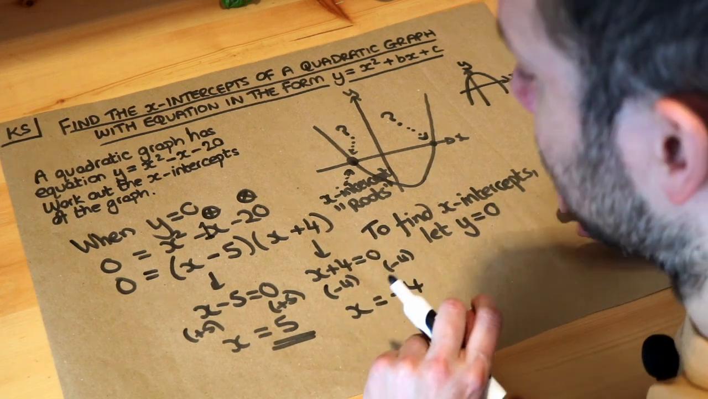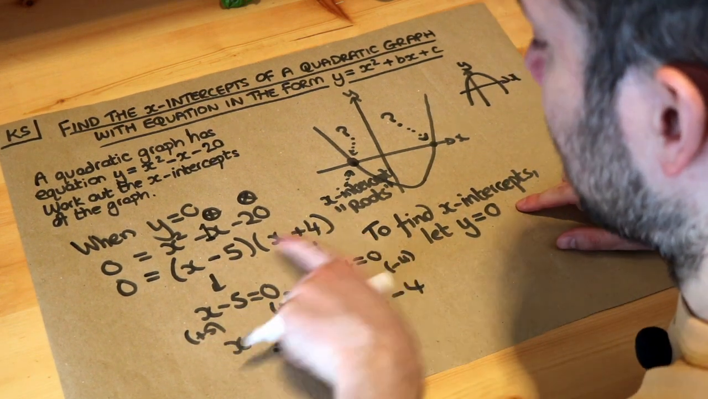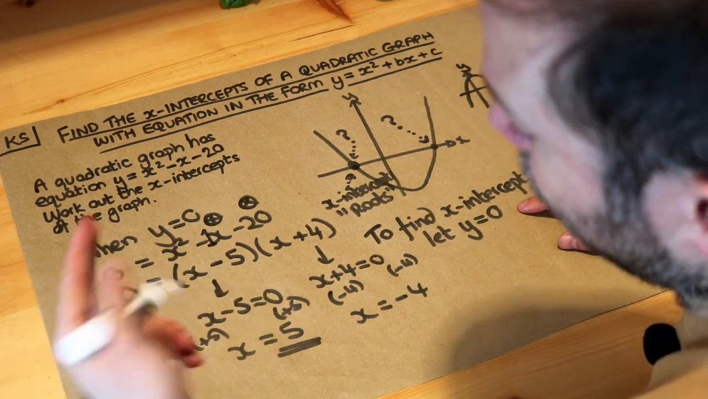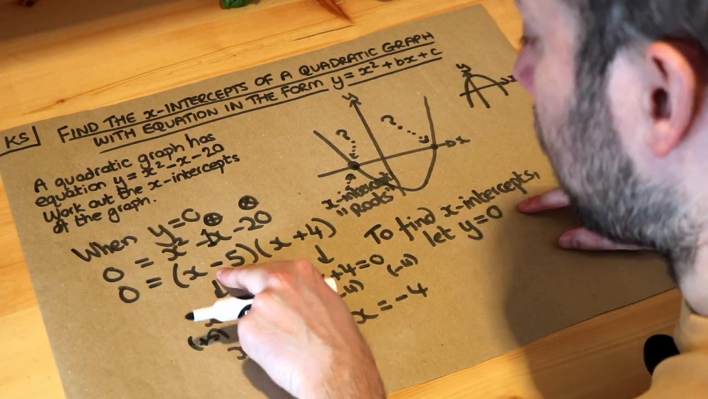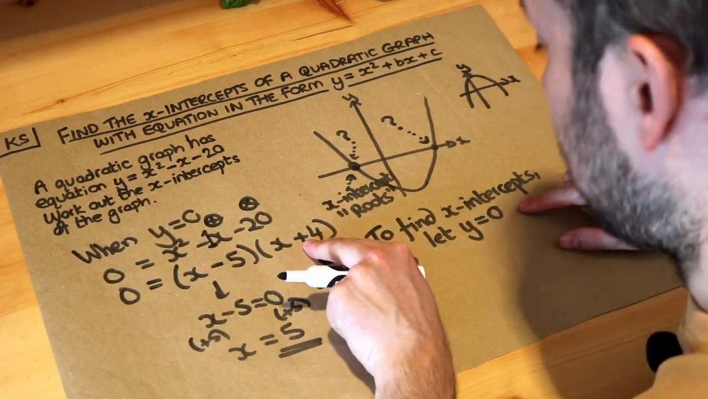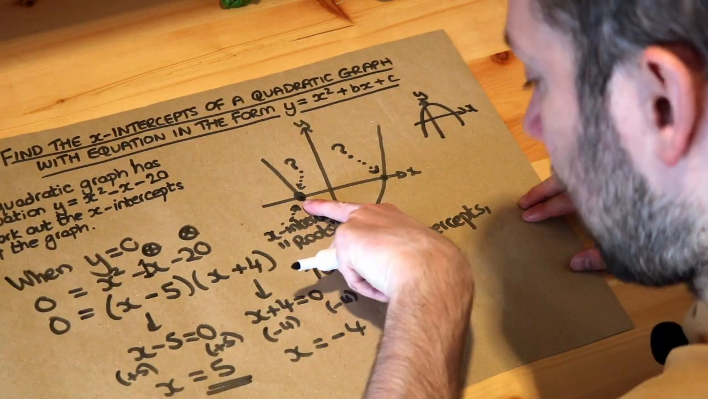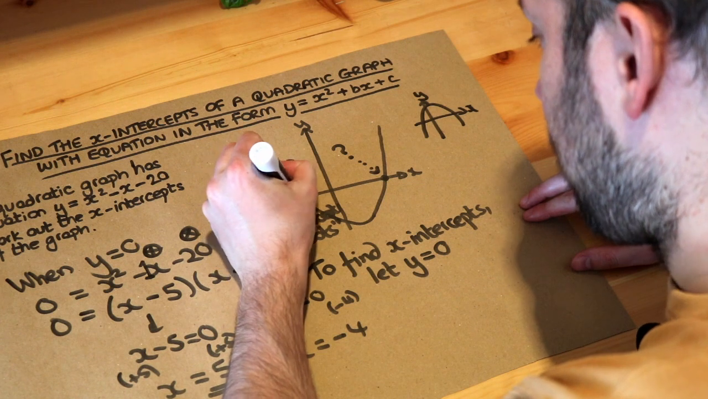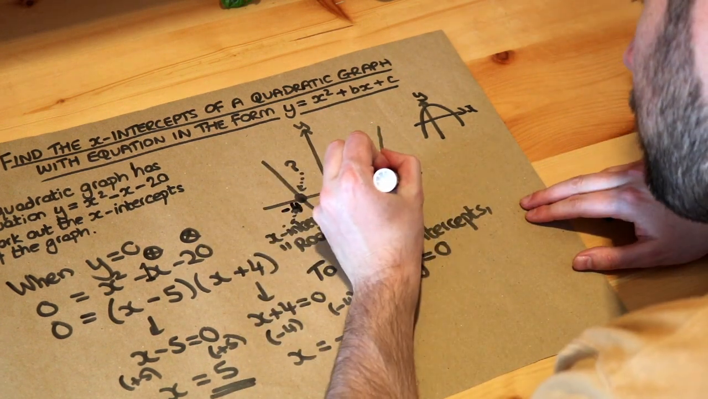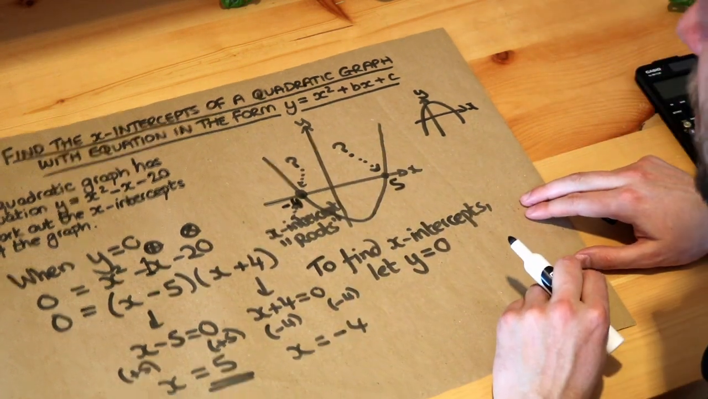Do you remember the quick way of doing this is just negate whatever number's there. So we're going to get roots, x-intercepts, solutions of this equation of 5, positive 5, and negative 4 by reversing the signs. So that means here, that is going to be the minus 4, isn't it? And that is going to be 5. And we've found the x-intercepts of this graph.